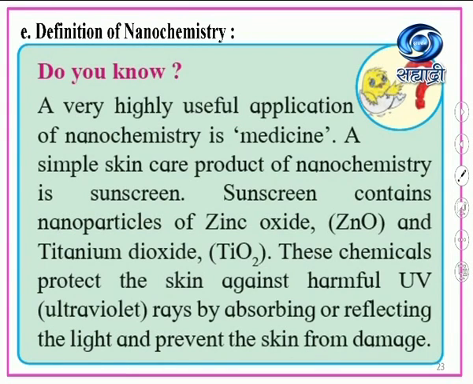Now we'll see the definition of nanochemistry. Nanochemistry is the combination of chemistry and nanoscience. It deals with designing and synthesis of materials of nanoscale with different size, shape, structure and composition, and their organization into functional architectures. Nanochemistry is used in chemical, physical, material science as well as engineering, biological, and medical applications.